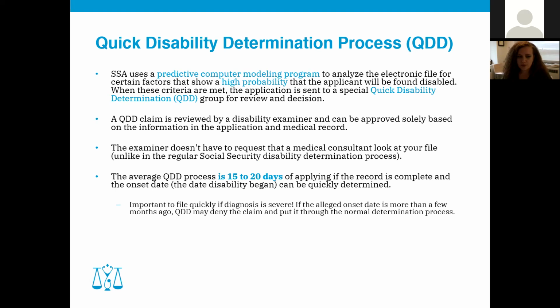Then a QDD claim is reviewed by a disability examiner and can be approved solely based on the information in the application and medical record. A lot of times they don't request a medical consultant to look at the file. In a regular Social Security case, that would be the case. And a lot of times the person even has to go for an independent medical evaluation. They have to schedule that, they have to go before a doctor, and it takes a lot longer. The average QDD process is 15 to 20 days if the record is complete and the disability date can be quickly determined.